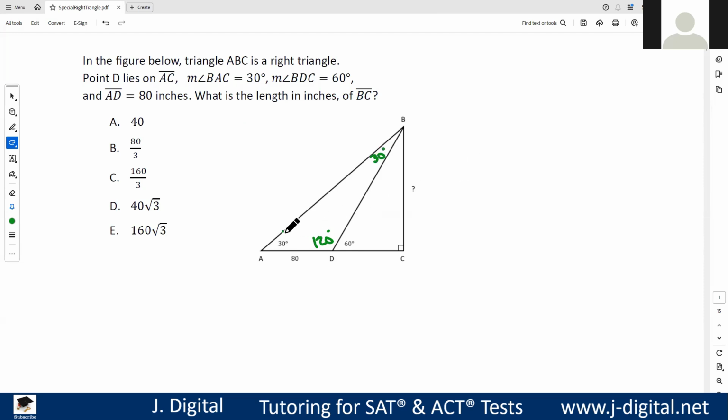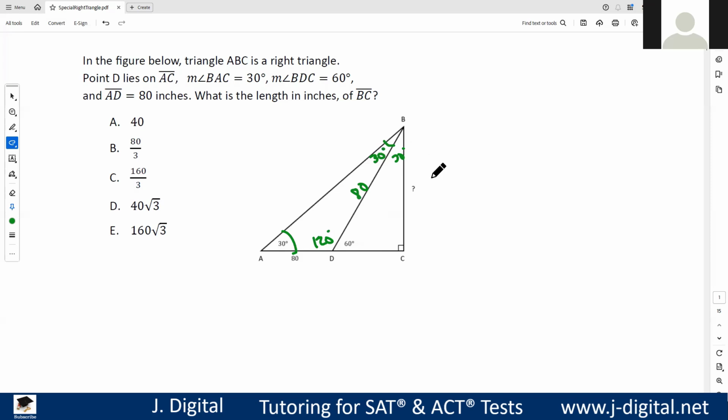We have two angles the same, like here in the triangle. It's an isosceles triangle. So if AD is 80, BD is also 80. Okay, so now the other triangle, BDC, is a 30, 60, 90 triangle. Got 60 and 90, so 30 is left over.